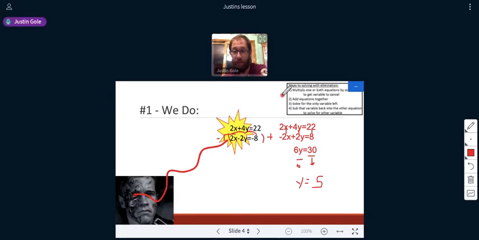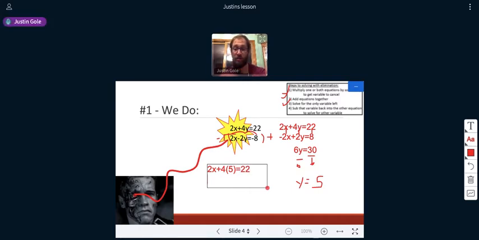Now, that's step 1 we did. Step 2, we added the equation. Step 3, we solved. Now I substitute y is 5 into either equation. I'm going to put it into the top equation. And all I do when I substitute it in is I put 2x plus 4 times 5 equals 22.